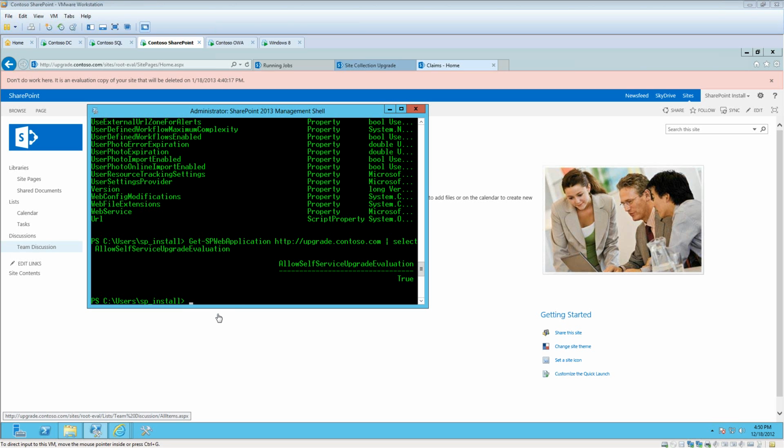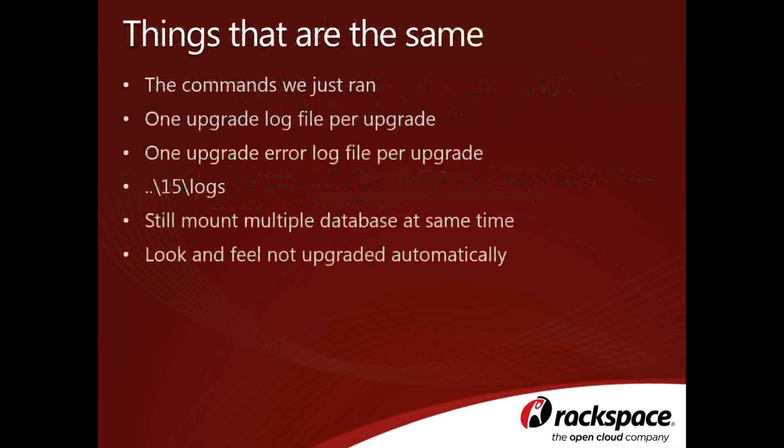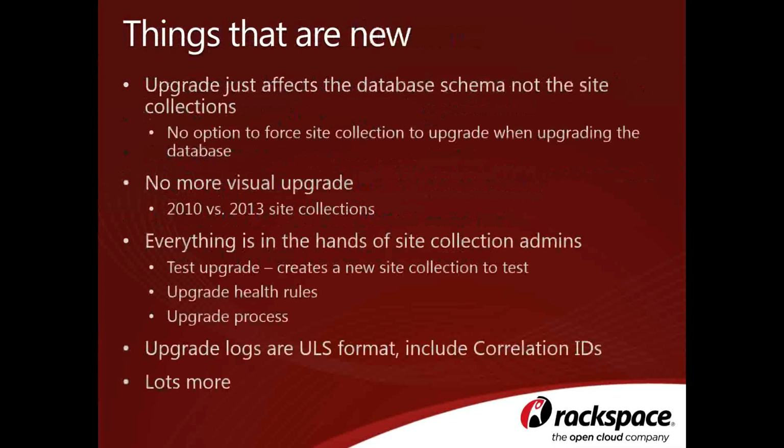All right, well, we're getting pretty close to the end here. Let's jump over to my slides again, take a look, see if anything else key I missed. Look at my cute little penguins. Current slides, we did that one. We talked about where the upgrade logs were. We talked about the fact that the upgrade affects just the database schema, that there is no more visual upgrade, that really everything has been pushed to the site collection admins. They're really trying to make it so that this whole upgrade thing can be self-service, unless you're like our one friend, I think it was Trevor, who's like, hey, how do I make it so they can't do any of their own testing?